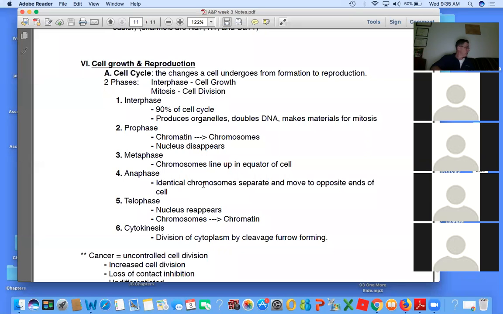apart of the parts of the cytoplasm of the cell. And the actual division of the cytoplasm is known as the word cytokinesis. So why is this important? Why bother going over this?